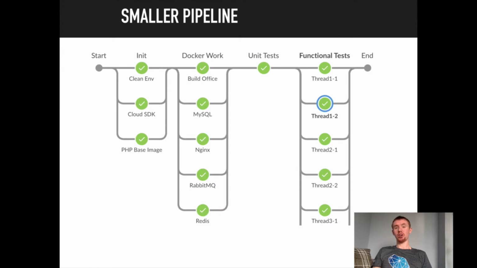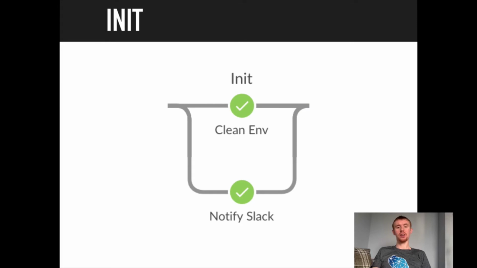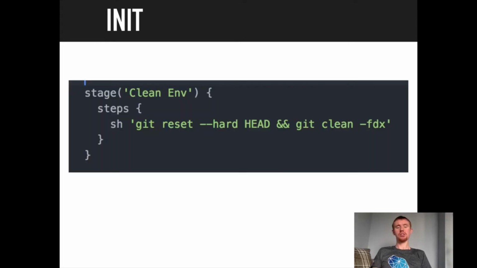Here is an example of a smaller and simpler pipeline. You'll see at the beginning we have an initialization phase, and then a Docker building phase, and then unit testing and functional test again. Here in the initialization phase we have cleaning tasks. Here's an example of a cleaning task for the code that's living on the hard drive.